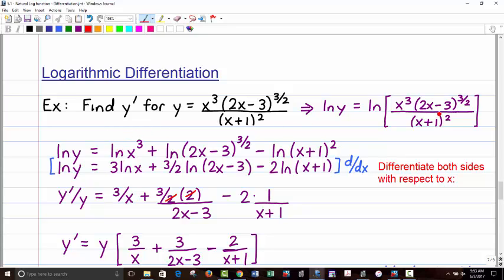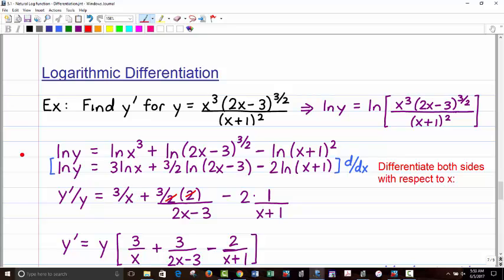So, remember I told you that anything in the numerator is going to be plus, anything in the denominator will be minus. So the x cubed and the 2 minus x to the 3 halves are going to be positive, and then the x plus 1 squared will have a minus sign in front of it. So there's the split up. They all have natural logs.